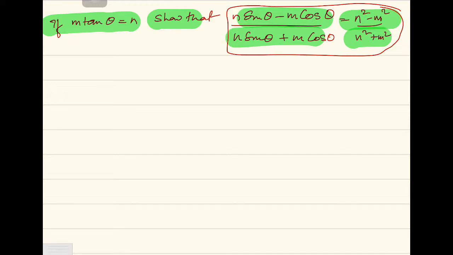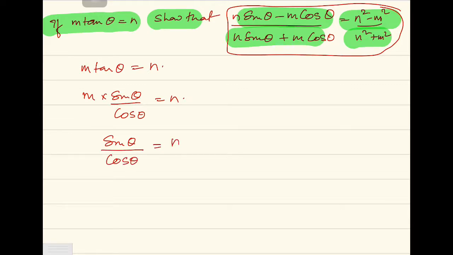So let's start. It says m tan theta equals to n. So can I write m tan means sine theta by cos theta equals to n? Yes, because tan theta means sine theta by cos theta. Now I can write sine theta by cos theta equals to n by m. This m moves here, isn't it? Okay, correct. But the problem is there is n with sine and m with cos, isn't it? So I have to introduce n here and m here, something like that.